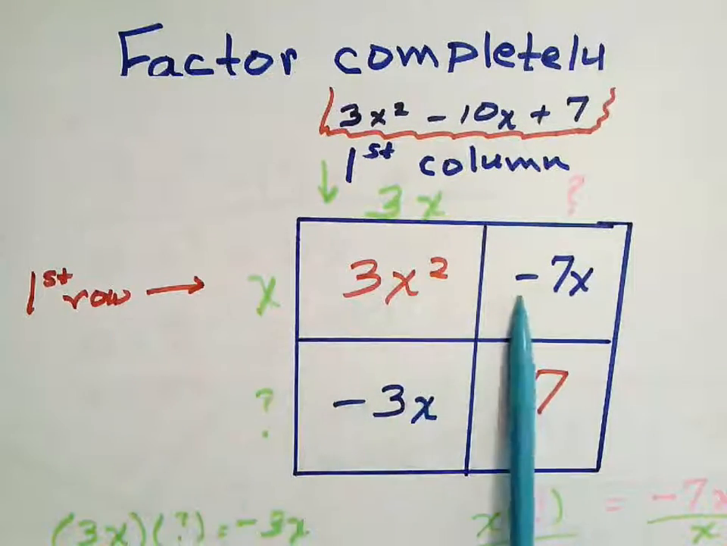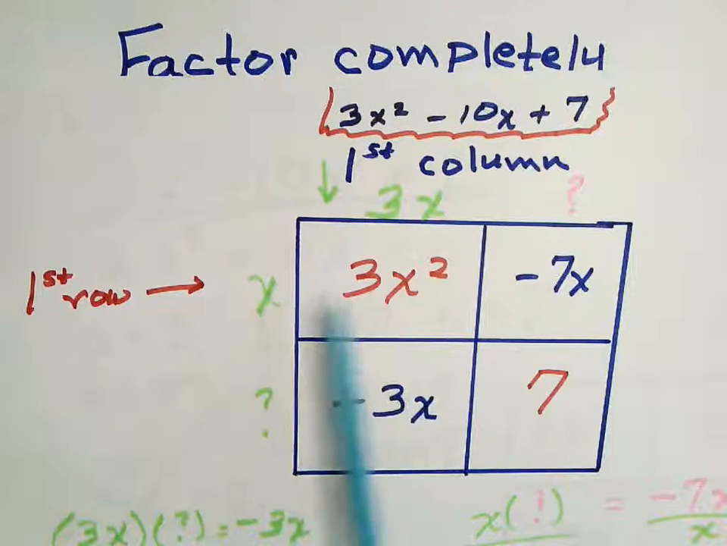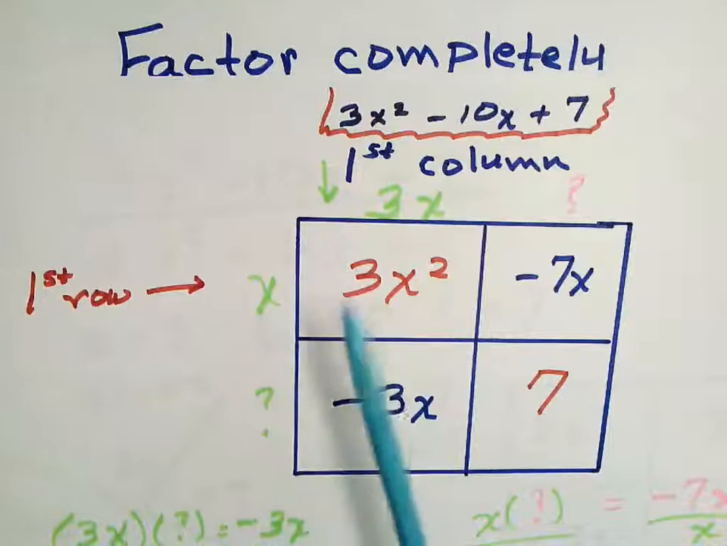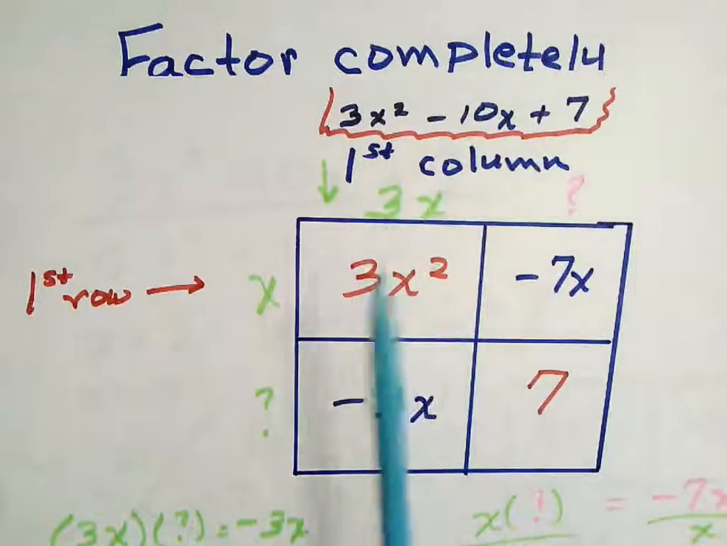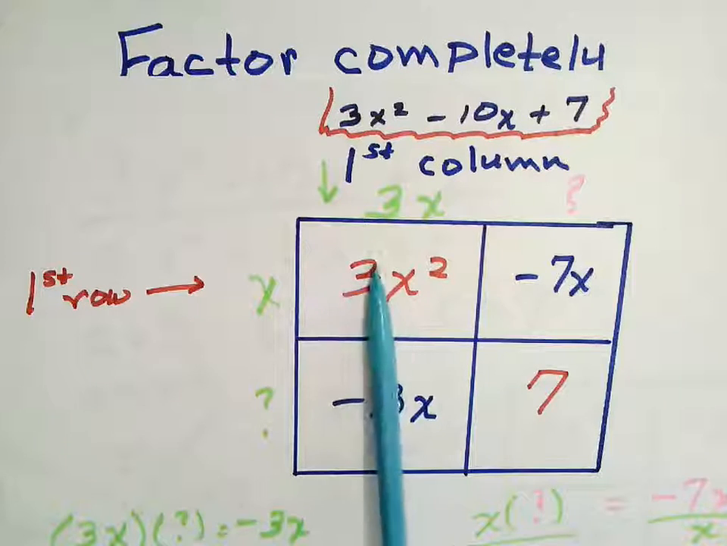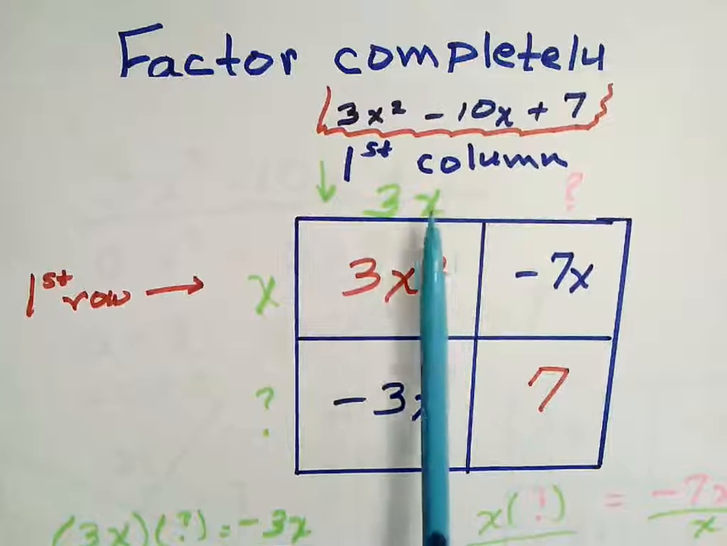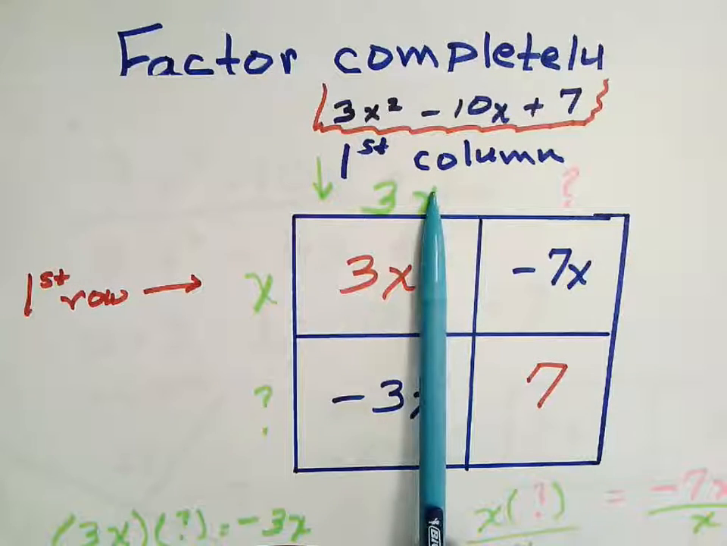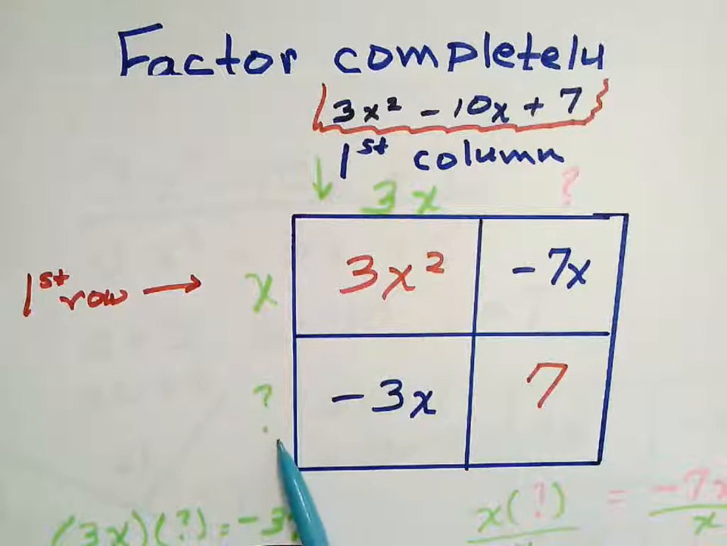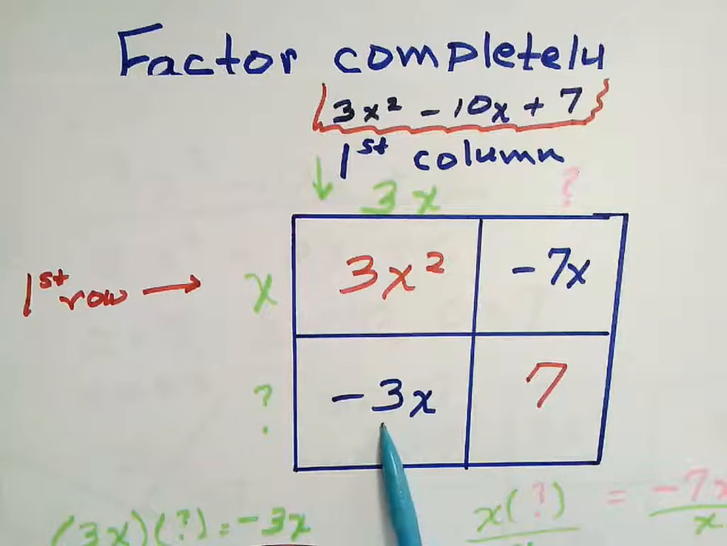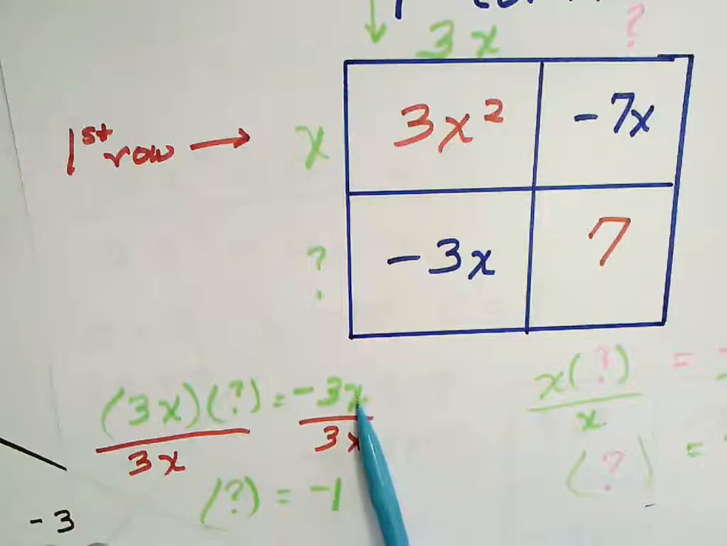So here I put the terms in my box again. Rows go from left to right. So I'm going to look at the first row. I want to factor out the greatest common factor from the first row, which is x. And then I'm going to look at the first column. Columns go up and down. I'm going to factor out the greatest common factor from the terms in the first column, and it's 3x. So what's going to happen is 3x times x is 3x squared. 3x times what gives me a negative 3x?